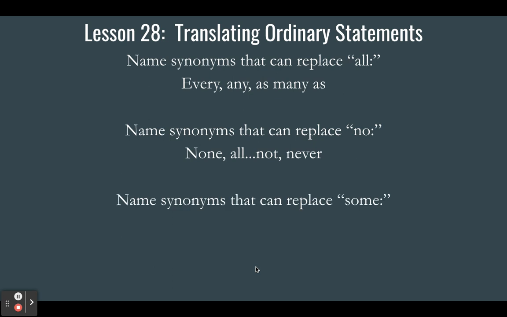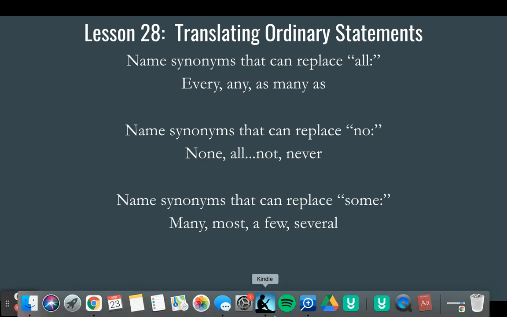So I'll put this up here, and I think this is in your book, so you don't have to write this down today. This would not be a terrible thing to have written down somewhere to refer back to when you're doing your homework. But here are some synonyms that, if you see them, should ring the alarm bell for a universal affirmative. So if you see every, any, or as many as, then just think automatically, boom, that is going to be a universal affirmative.